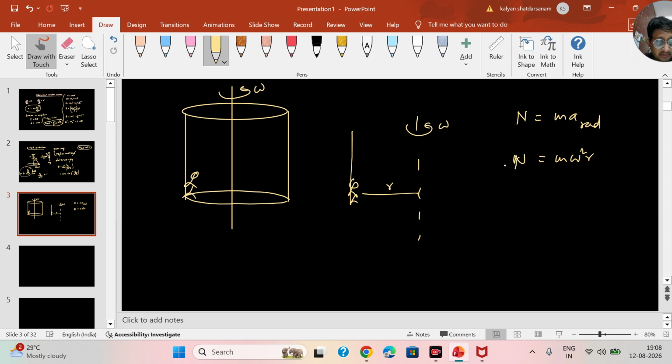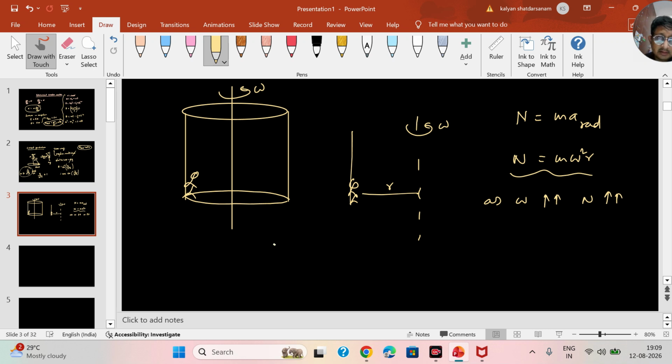So as you increase the omega, the N will be more and more because it has to support the radial acceleration. N is the adjustable force, it will adjust. So I can claim from here, as omega increases, N increases. What is the advantage of increasing N? Mu N, the limiting friction, will then be more and it can balance your weight.